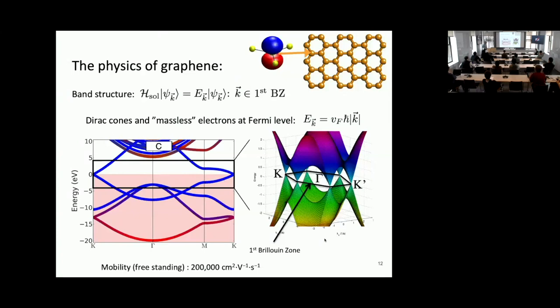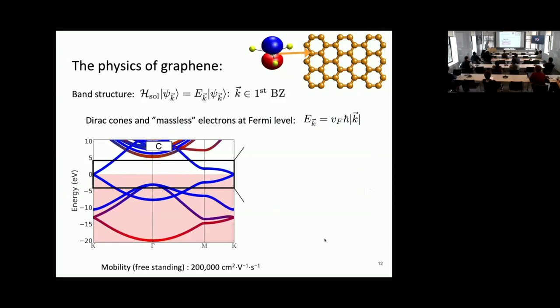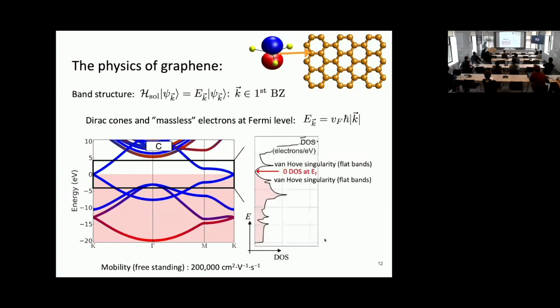Shaded region here are occupied states, unshaded is empty. This is the Fermi level, and this is where the linear behavior is, right very close to the Fermi level. One important aspect of this is that graphene, as I mentioned already, is a semi-metal in the sense that right at the Fermi level, the density of states is 0. There are no states at the Fermi level, but slightly above and below there are.